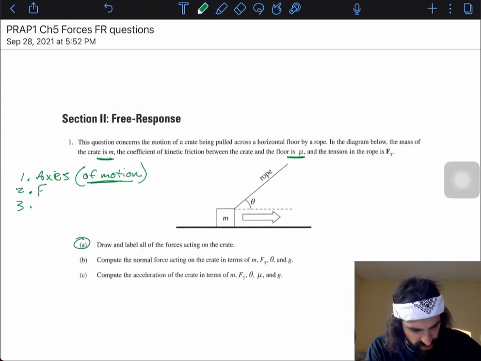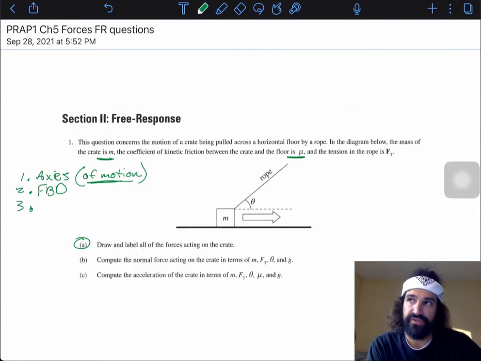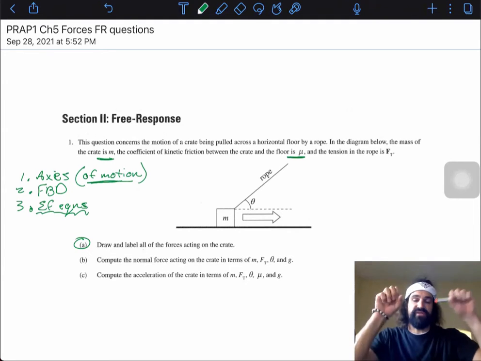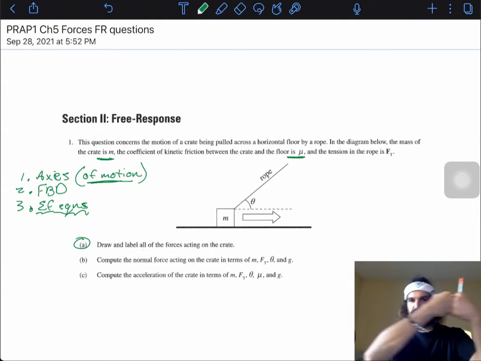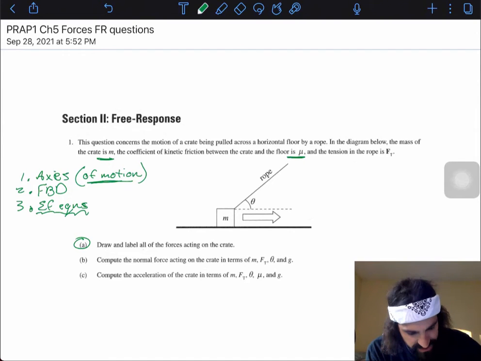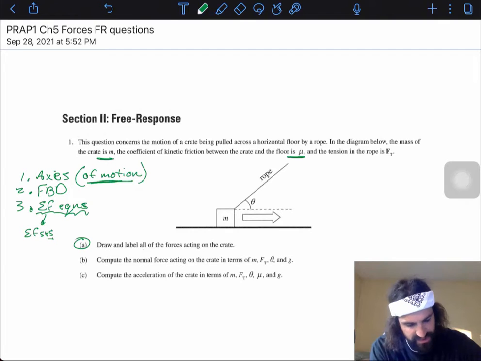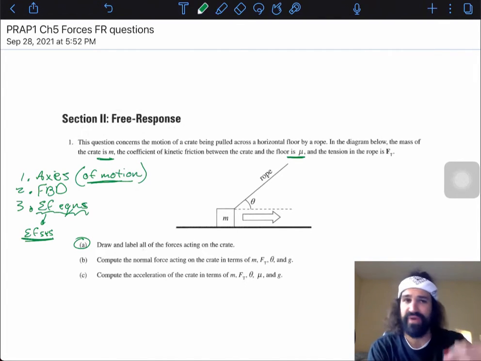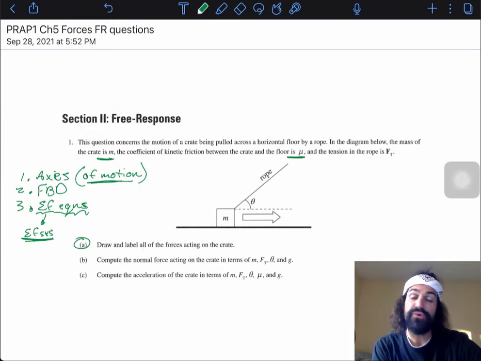Number two, we're going to draw a free body diagram. And number three is we're going to do net force equations. And we're paying specific attention to if there's multiple objects interacting, like two objects attached by a rope or two objects being pushed into each other, we're going to treat it as the net force of the system. So I'm just going to put that here so I remember it. And I can copy and paste those three steps into pretty much any forces problem.